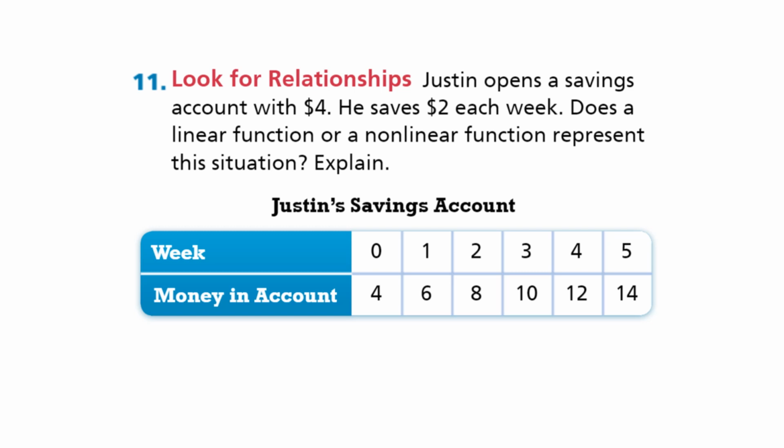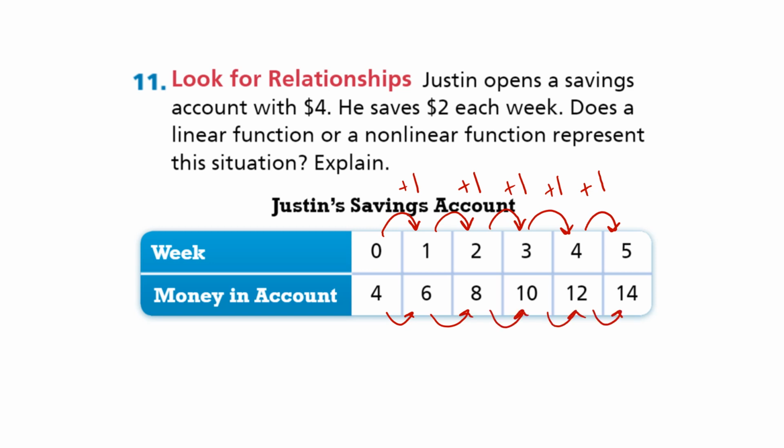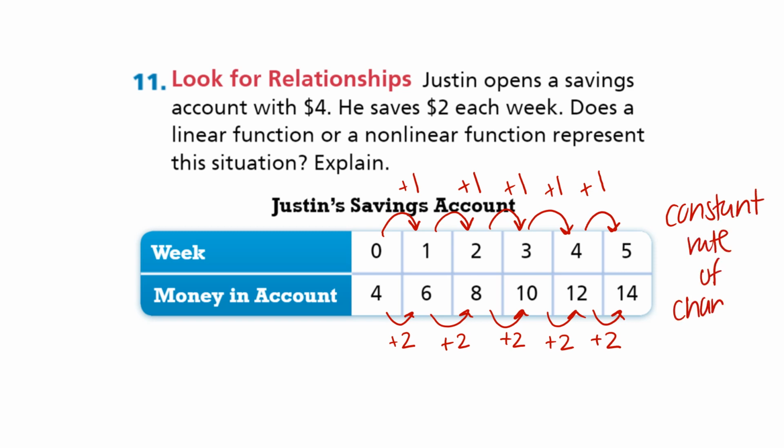11. Justin opens a savings account with $4. He saves $2 each week. Does a linear function or a nonlinear function represent this situation? So for number 11, finding the patterns in the table, our first pattern is a constant pattern, 0 plus 1, 1 plus 1, 2 plus 1, 3 plus 1, and 4 plus 1. Going across the bottom, it is also a constant pattern, 4 plus 2, 6 plus 2, 8 plus 2, 10 plus 2, 12 plus 2. Because we have a constant rate of change, a constant pattern, a constant slope, it is considered a linear table.